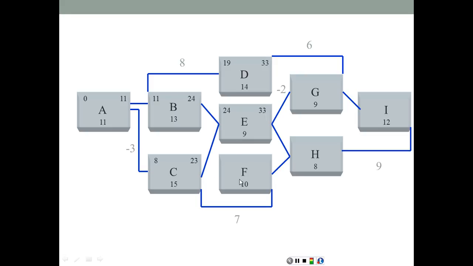Activity F has one immediate predecessor, C, but the relationship is finish to finish with 7 days of lag, so it's going to be 23 plus 7, that's 30, but remember the 30 is going to come at the finish side, so assuming again that it's contiguous, therefore it has to start on day 20, so it's going to be 20 and 30.